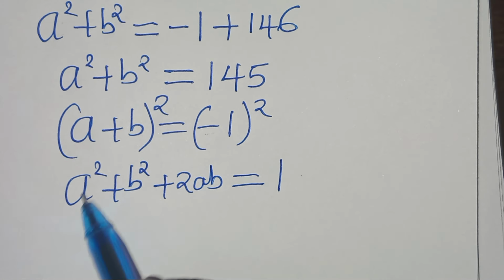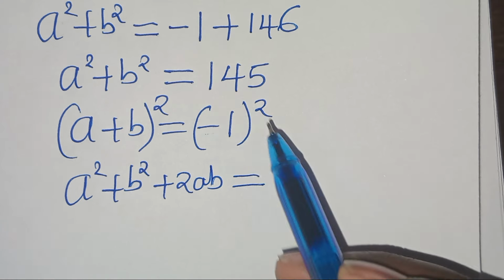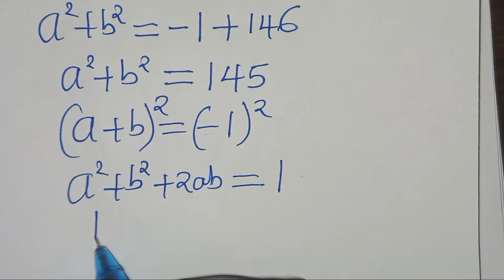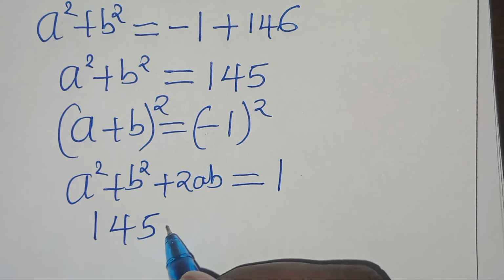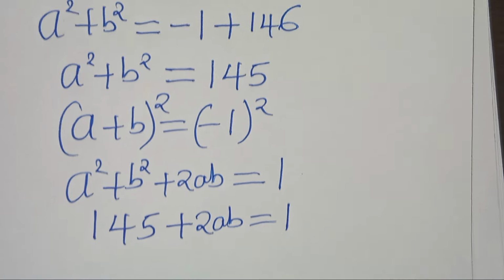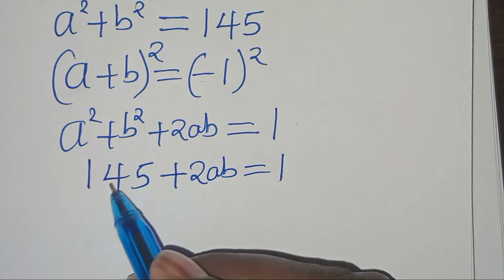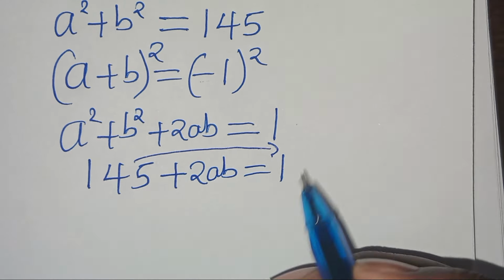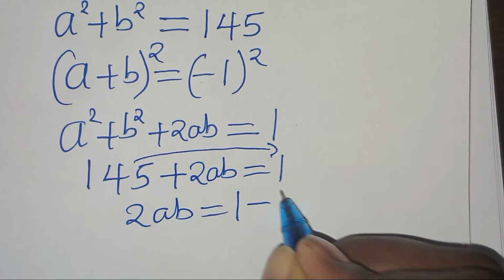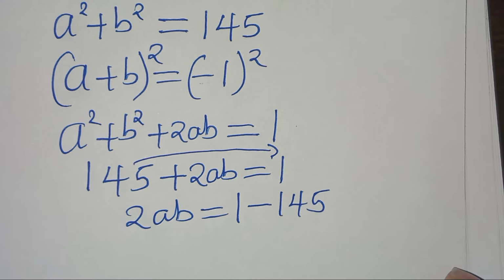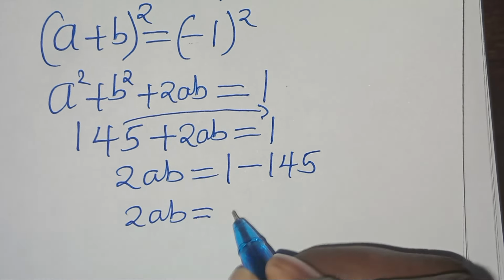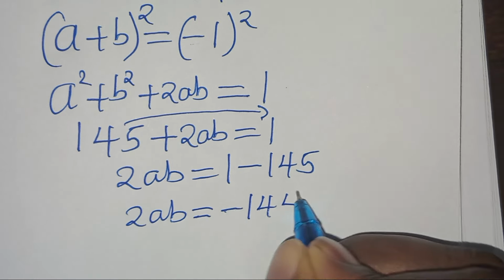Now, a squared plus b squared, this is what we have here, is 145. So we have 145 plus 2ab equal to 1. Let's take 145 to the right hand side, so that 2ab is equal to 1 minus 145. This implies that 2ab is equal to minus 144.